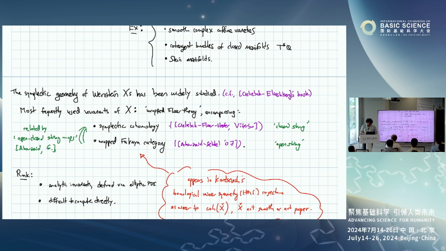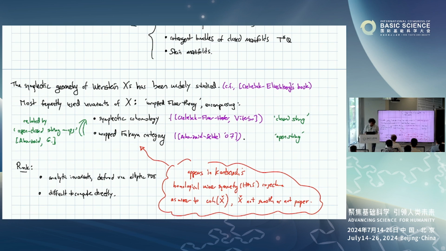The wrapped Fukaya category also appears in Kontsevich's homological mirror symmetry conjecture as a mirror counterpart to categories of coherent complexes on varieties which need not be smooth or proper. So on such varieties, categories of coherent complexes have infinite rank Ext groups. And one of the reasons these so-called wrapped Fukaya categories were introduced was to allow for infinite rank Ext groups on the symplectic side.